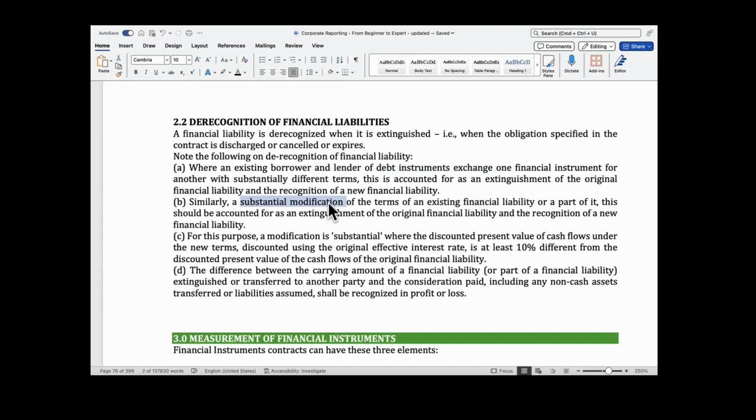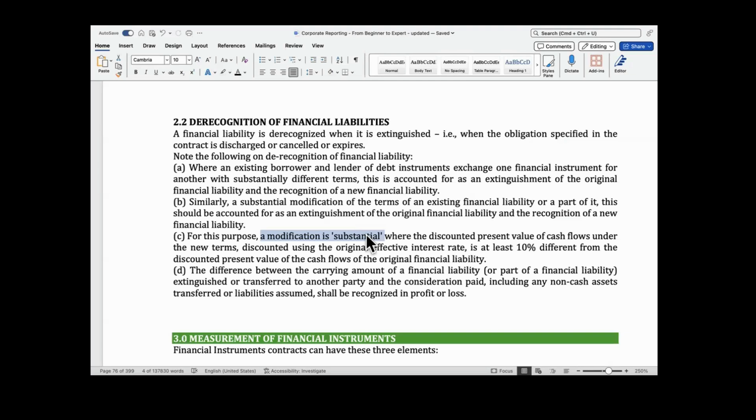And when we say modification, it's like saying a change in probably the interest rate, or a change in the duration of the loan, or any other terms that significantly affect the loan. That is a modification. But the key thing here is they say substantial modification. And that's what I have here. When we say a modification is substantial, you look at the original loan, the interest, the principal.